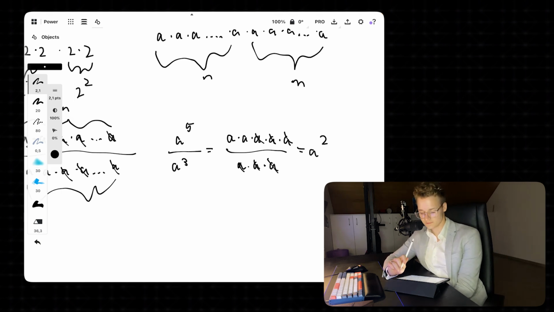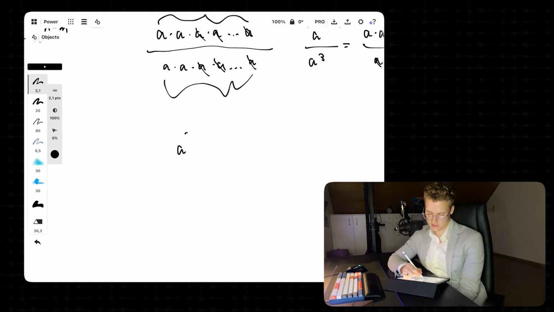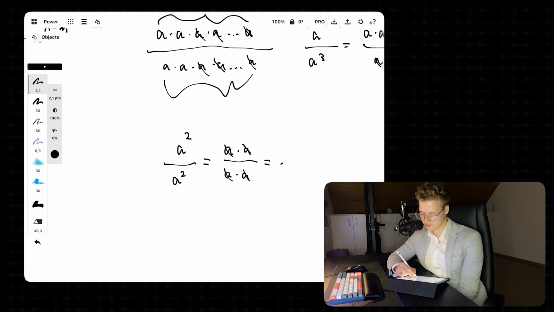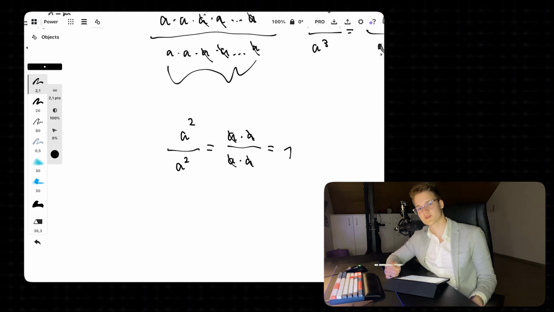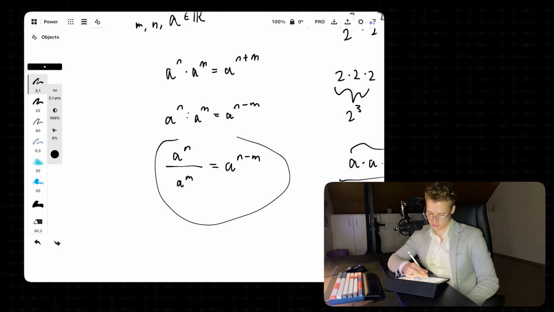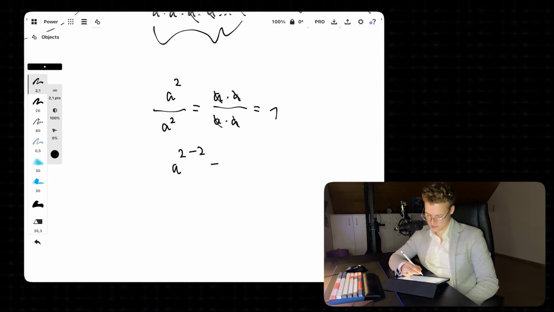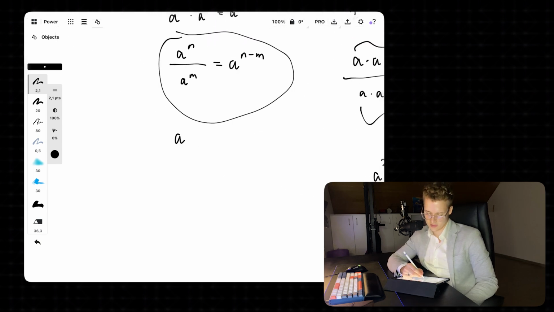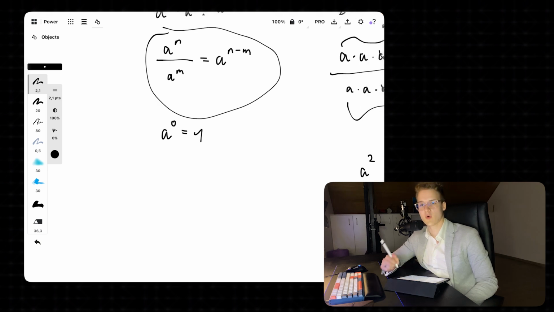Now, the thing that can be a bit nuanced here is, what if there's the same number at the top and at the bottom? So a to the power of 2 divided by a to the power of 2, a times a divided by a times a, that's going to be equal to 1, because it's a reduced fraction. And if we use the formula, a to the power of 2 minus 2, so here we used this rule, is a to the power of 0. And we get our new rule. So any number to the power of 0 is equal to 1.